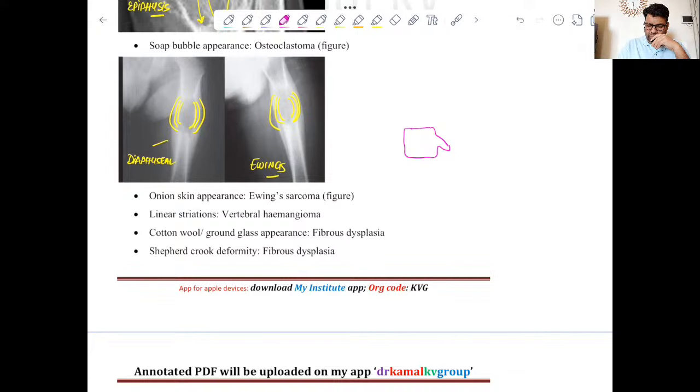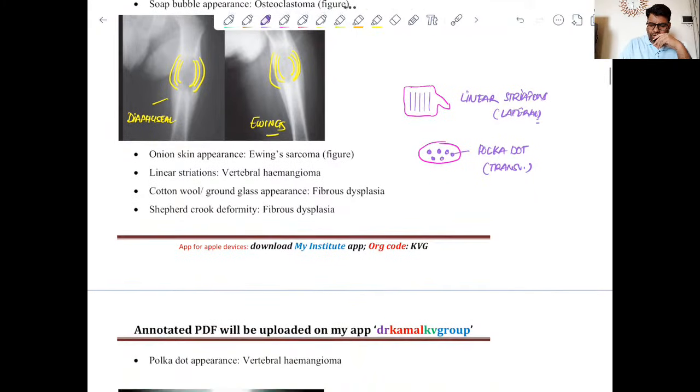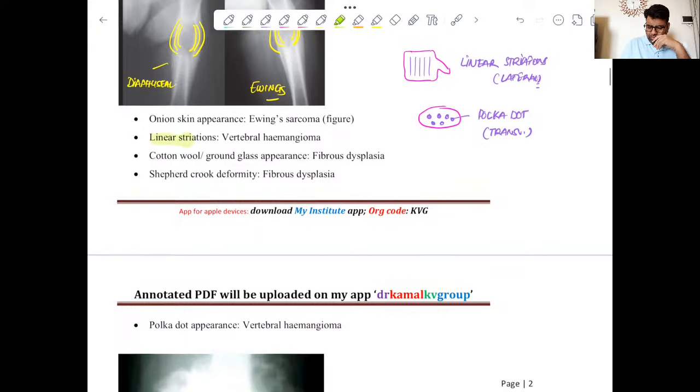Then related to vertebral hemangiomas, if you are looking at the vertebral body from the side, you will see an appearance something like this. Okay, so these are vertebral hemangioma, linear striations. But if you take a transverse section of the vertebra, if you see the vertebral body like this, you will see multiple polka dots. Clear? So this is the polka dot appearance on transverse section. And these are the linear striations on lateral view, right? So the condition is the same. It is just the view which is different, and therefore we are getting different findings. So linear striations, vertebral hemangioma; polka dot, vertebral hemangioma. Only the views are different.